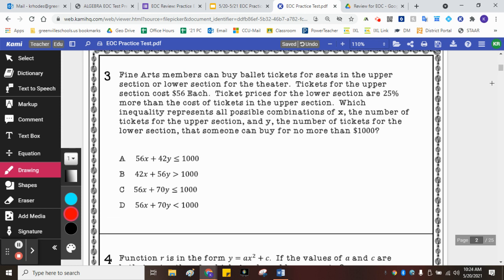Pause the video and read this question. After you read the question, one thing I notice on all these equations is that all of these are different symbols. Not one of them is the same. So someone can buy that for no more than $1,000. No more than means $1,000 is the maximum they're allowed to spend. They can't do greater than that. They can only do less than it. No more than also means they can do equal to it as well. So our symbol is less than or equal to.